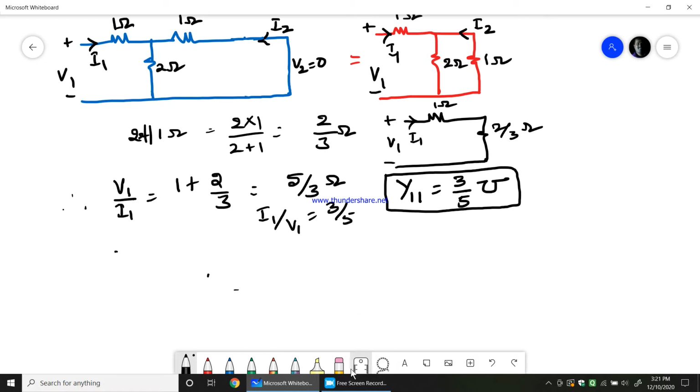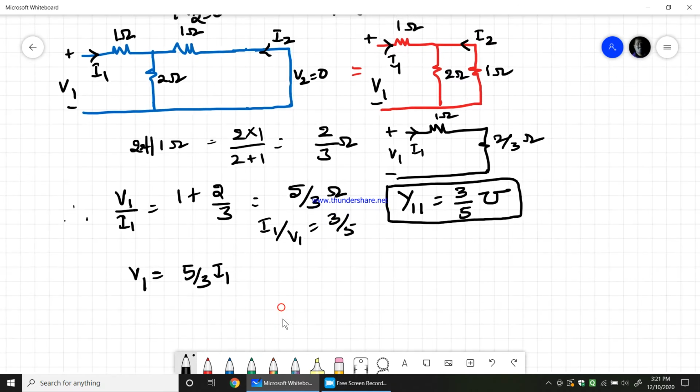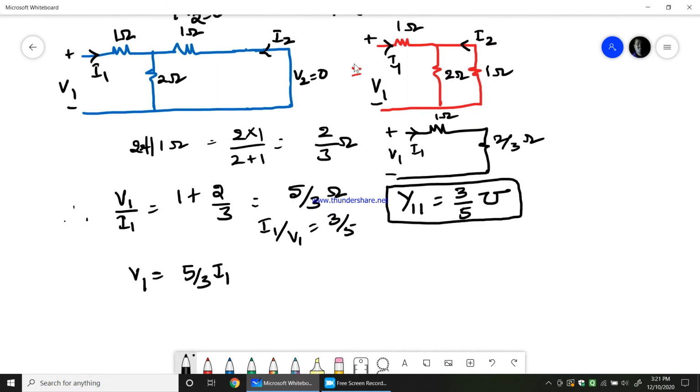To find the Y21, first of all let me write V1. V1 would be equal to 5 by 3 I1, right? So now in this circuit, I can easily apply the current division rule, because I1 is getting divided into two different currents. If I flow the current I1 in this way, it gets divided into two different currents.